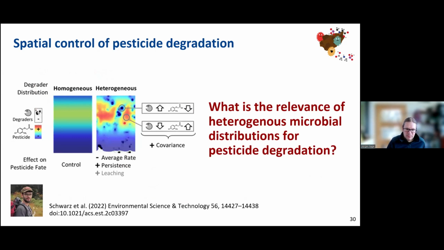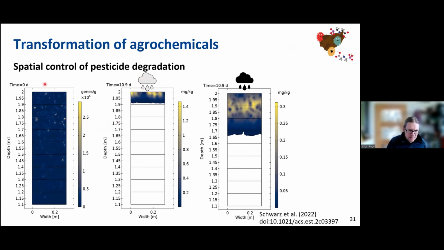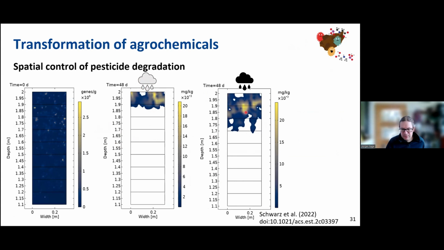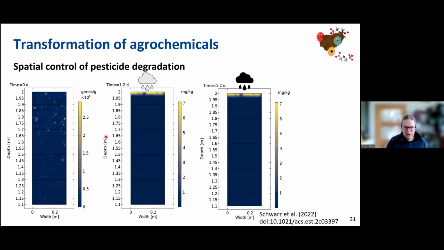Okay, we also did some work with a 2D spatially explicit model where we look at the spatial control of pesticide degrader distribution on the pesticide degradation in the soil profile. And here I just show a short video. We considered a heterogeneous distribution of microbial degraders, which you can see here on the left. And what you can see in the video is that at the places where we have a low degrader abundance, more pesticides remain. And for two different irrigation scenarios, the model can show that we can have a higher leaching risk due to this heterogeneous distribution.